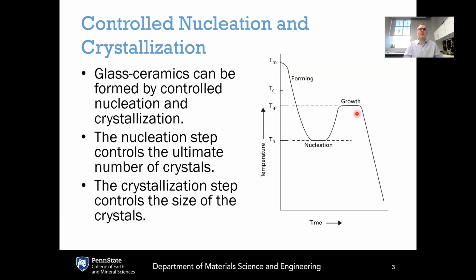And glass ceramics can range from having a small number of nano-sized crystals, where it's mostly a glassy matrix with some very small nano-sized crystals embedded in it, all the way to having almost no liquid or glassy state remaining, with almost the entire system being a crystal. And so anything in between is also possible.